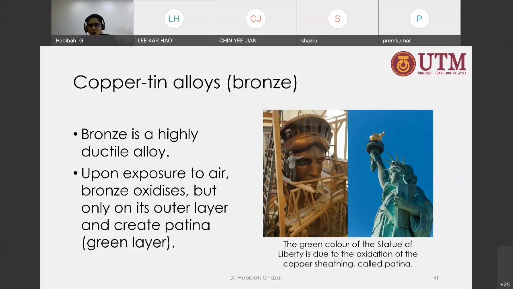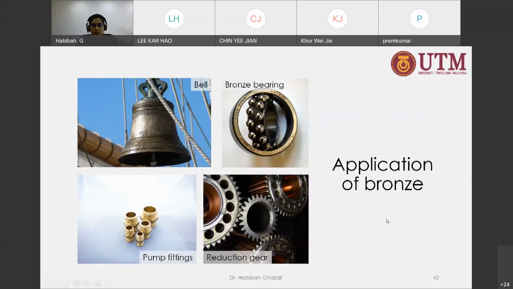But there is a law in the United States that you cannot polish that green color. It's actually prohibited to be polished. So that green color is actually the oxide layer of the bronze alloy. These are some of the applications of bronze alloy.